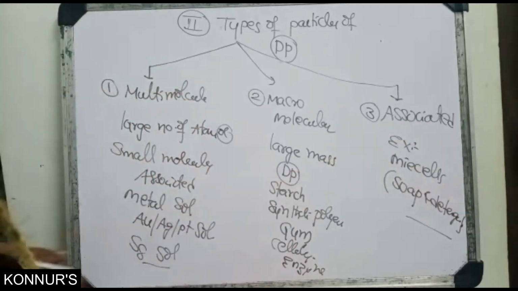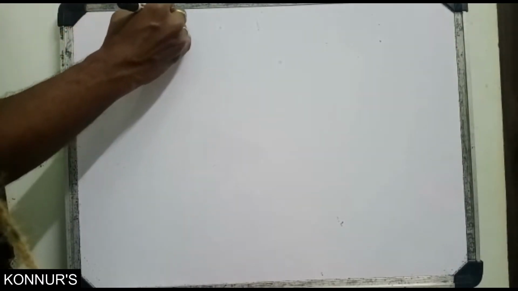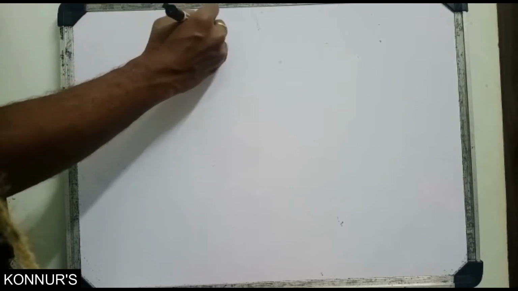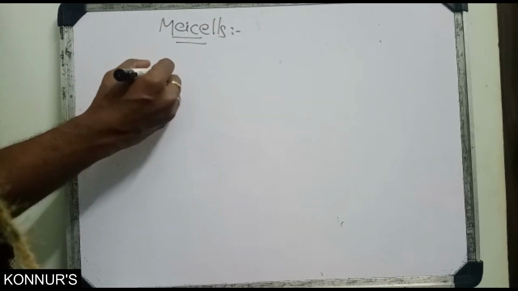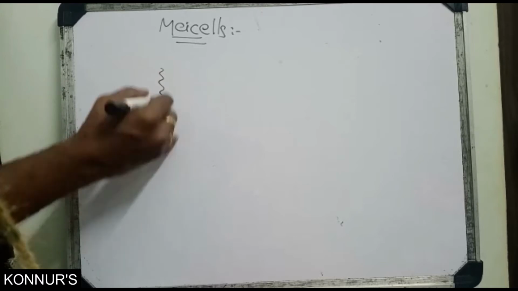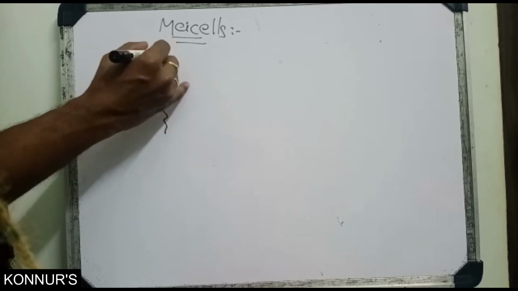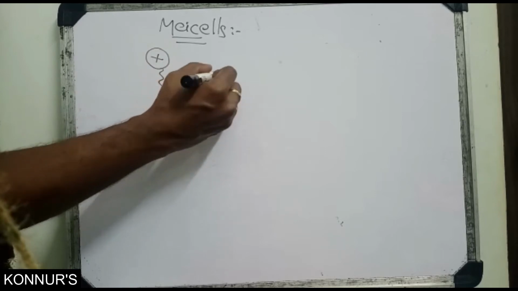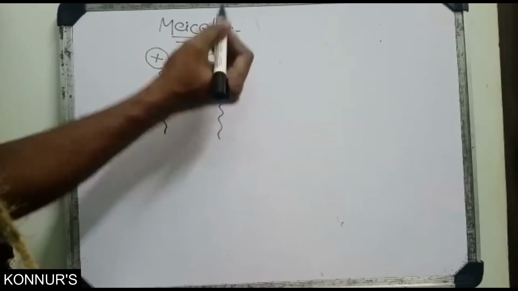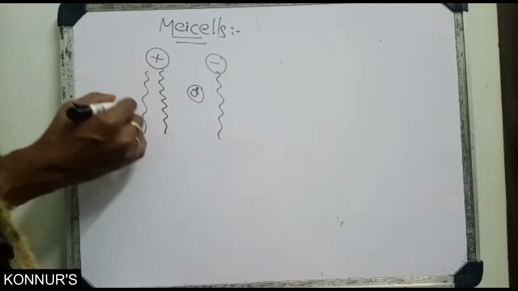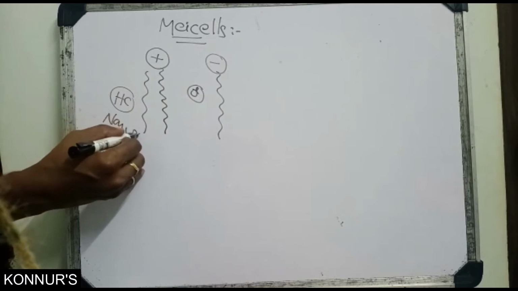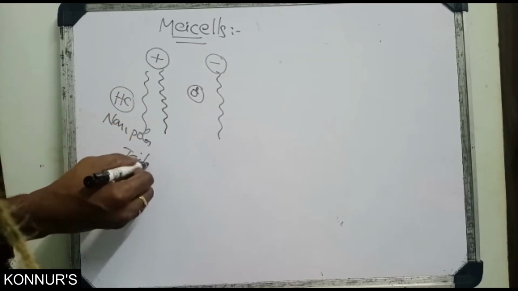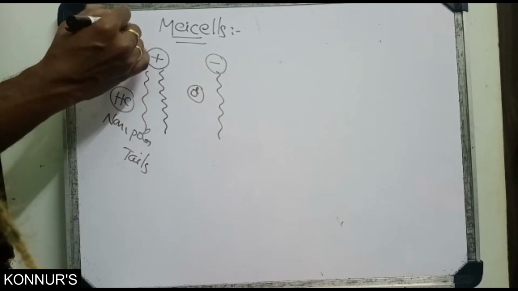So this is very important. Now we will discuss that. The associated example is the soap micelle. It contains a large chain of hydrocarbon, ended with either a positive charge or a negative charge. The hydrocarbon is non-polar, so it is the non-polar tail. Next, the polar head.